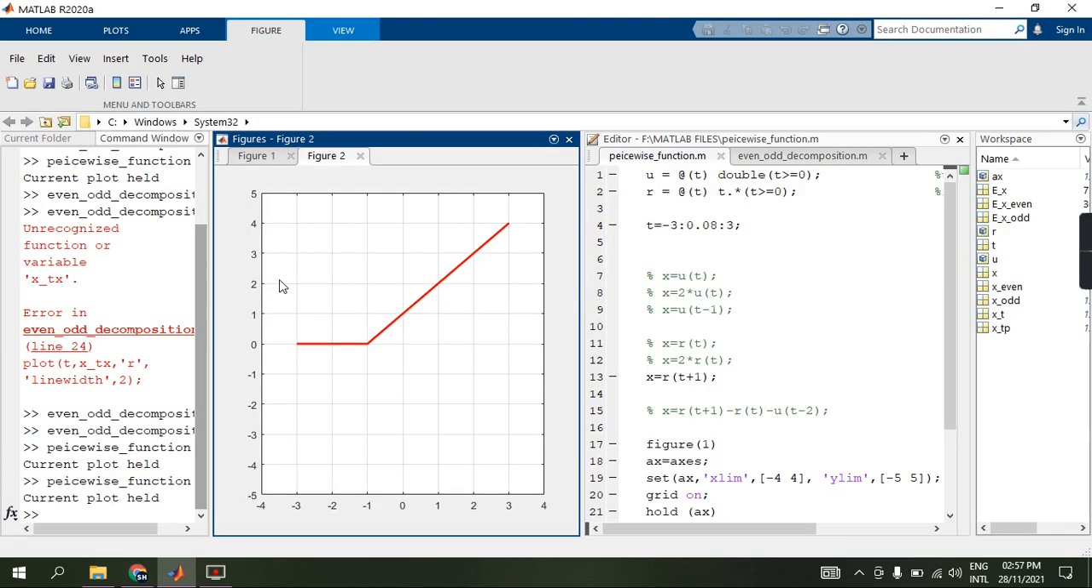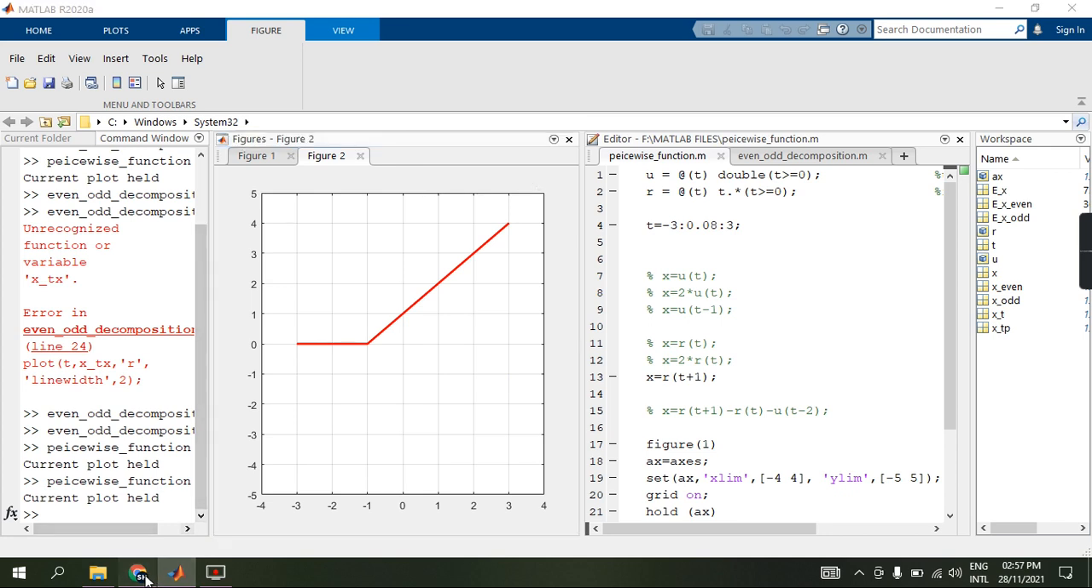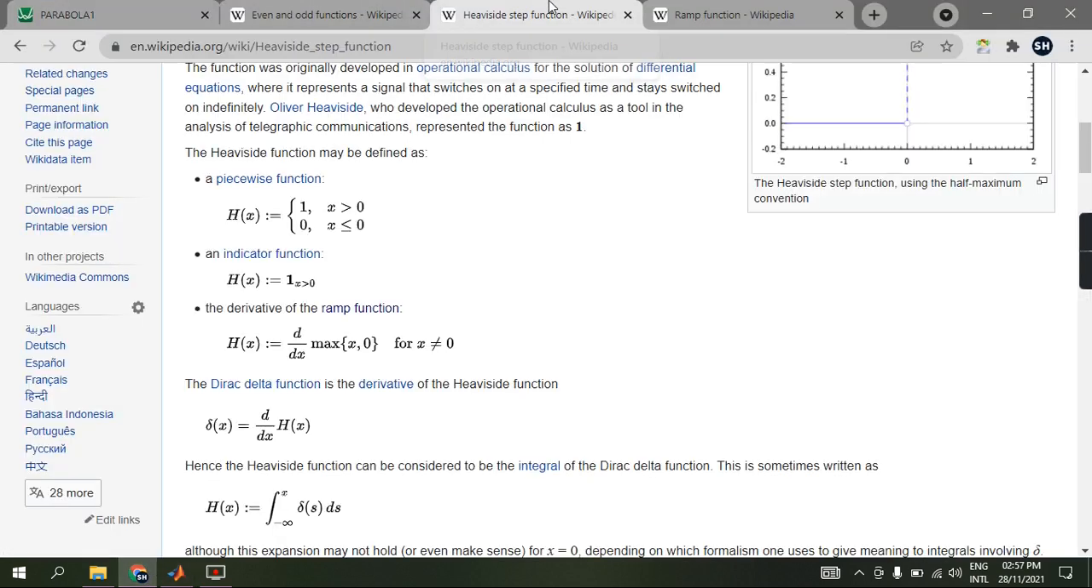Now we are moving into our piecewise function. In order to understand the piecewise function, we have to learn first the unit step function and the ramp function. Here we can see a basic equation of the unit step function. For positive values of x, the value of the step function is 1, and that's why it's called unit step function. You can multiply any constant with a unit step function.